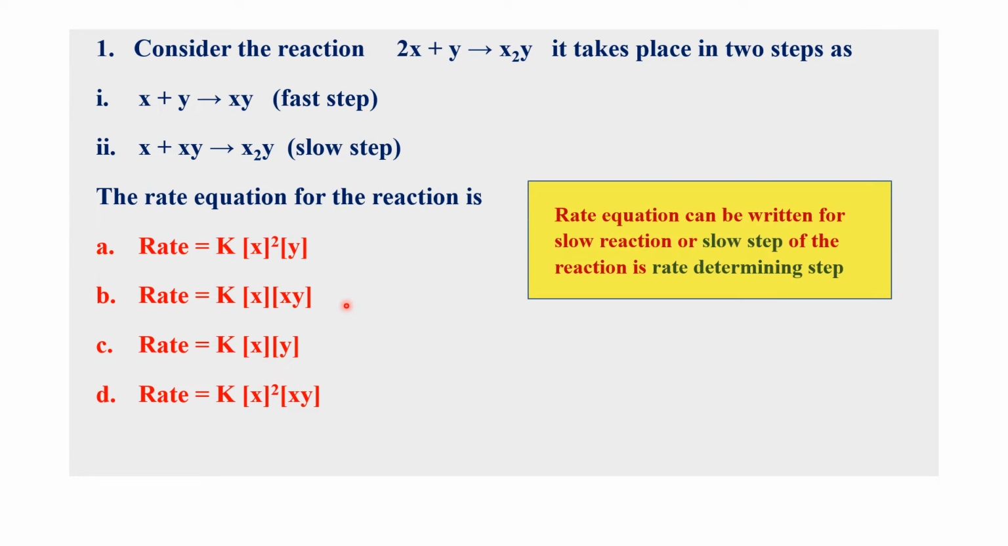Now we know that the rate equation can be written for a slow step, or we can say that a slow step is the rate determining step of a reaction. So among these two steps, the second step is the slow step, that is X plus XY will produce X2Y. So the rate equation will be written for this slow step, and the rate equation is rate is equal to K and the concentration raised to the power of their coefficients. So the concentration of reactants here is X and XY. Among these options, X and XY and their coefficients are only 1, 1. So the option B is the correct answer.